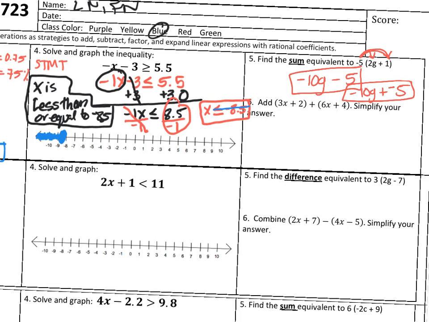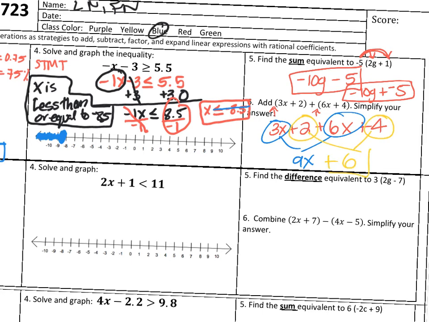Number 6, add 3x plus 2 plus 6x plus 4. I can just drop the parentheses because there's not a number outside this parentheses, and there are no negatives or subtraction in front of those parentheses. So I can literally just drop the parentheses and combine like terms. So 3x plus 6x is 9x, and 2 plus 4 is 6. That's your answer.